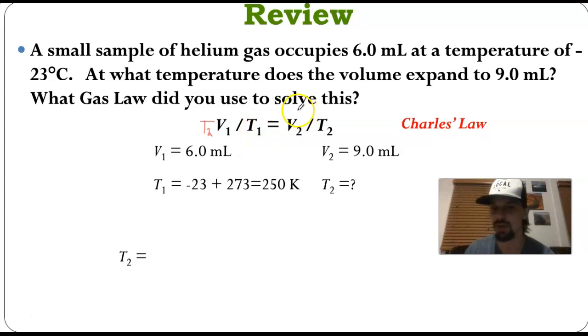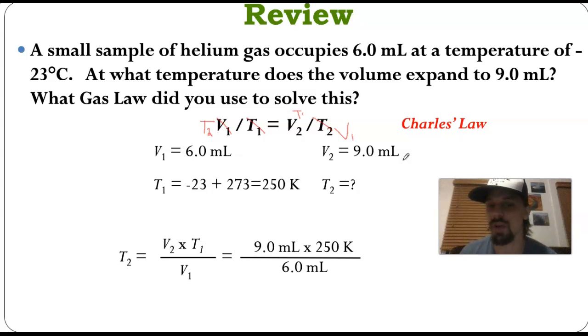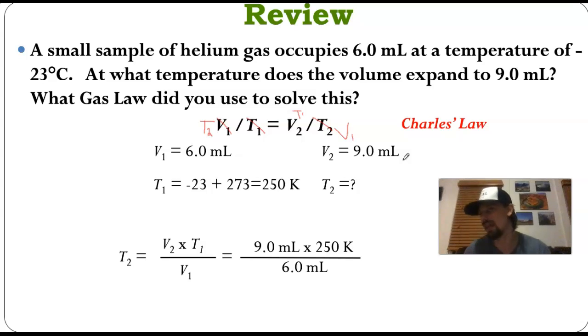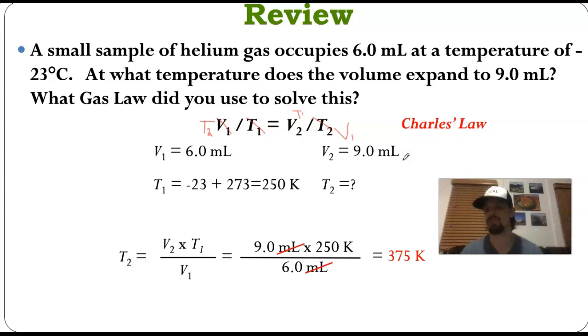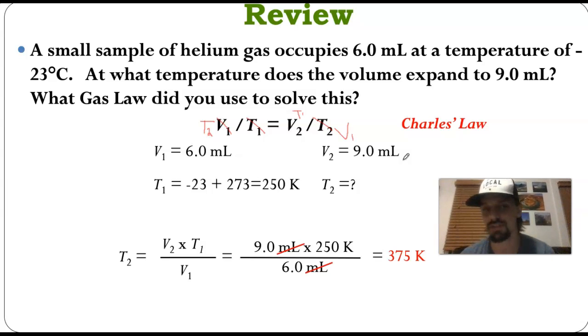Then I'm going to move T1 to the top. Remember, I've crossed out T2, and I'm going to move V1 to the bottom. So this one takes a little bit extra to rearrange because I'm solving for a variable on the bottom, and it ends up looking like this: V2 times T1 over V1. So now I can go ahead and plug those variables in. In this case, the milliliters cancel out, so it didn't matter that I converted to liters, and I end up with an answer of 375 kelvins.